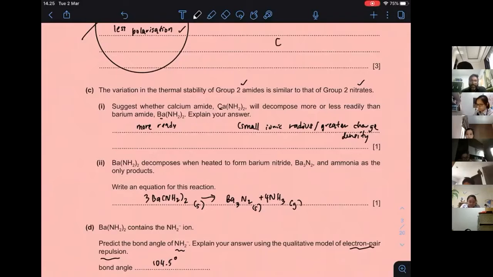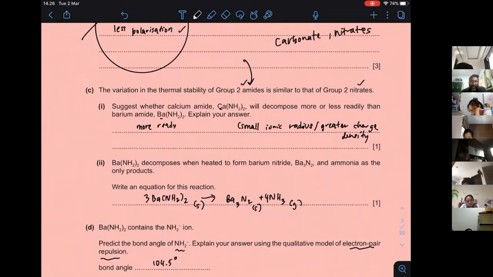So the moment they say it's going to be similar, they're telling you to use the same knowledge that you have, and then relate it to this. So suggest whether calcium amide will decompose more or less readily than barium amide.